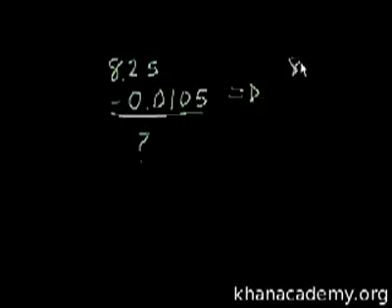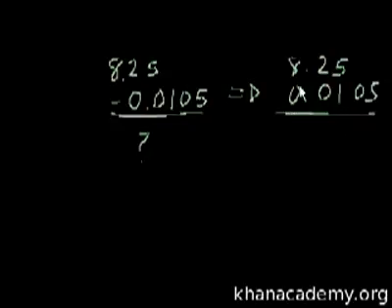So it's 8.25 and 0.0105. Notice I lined up this decimal right below this decimal. Now I add the zeros just because this 0 and this 5 need to be subtracted from something. And now let me do my borrowing.